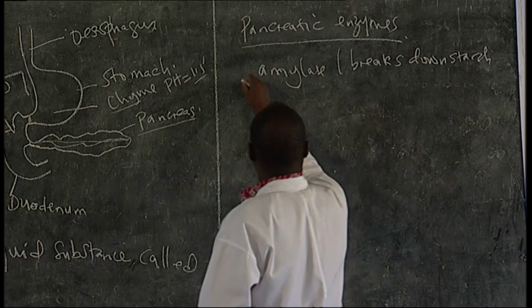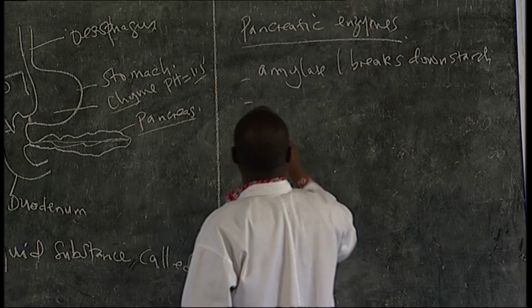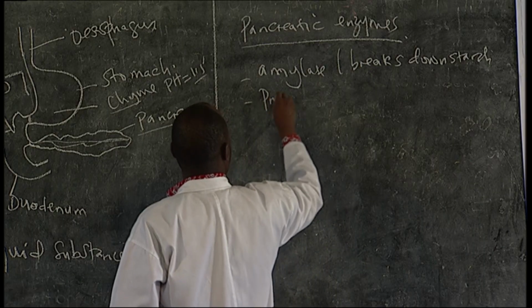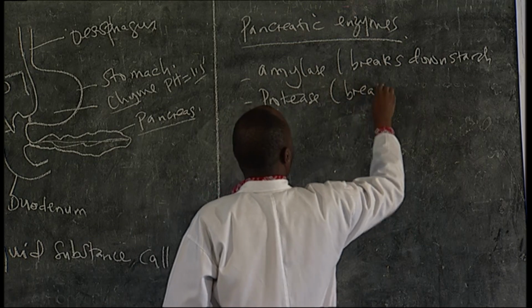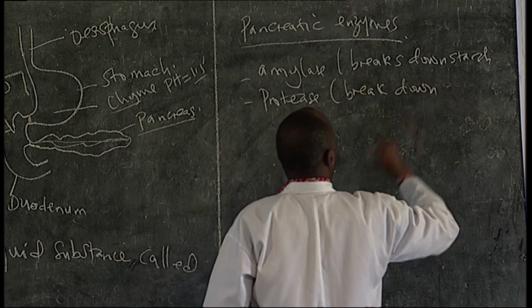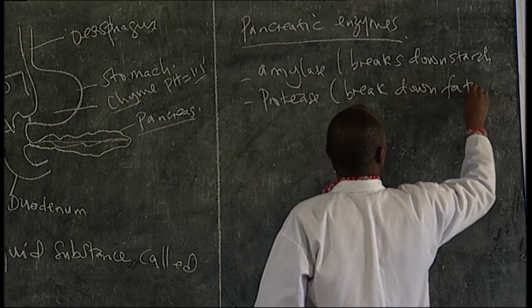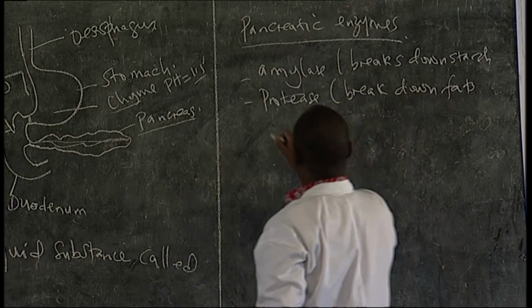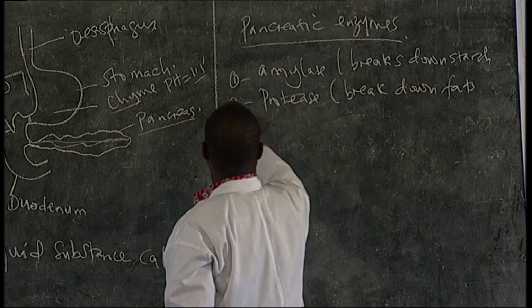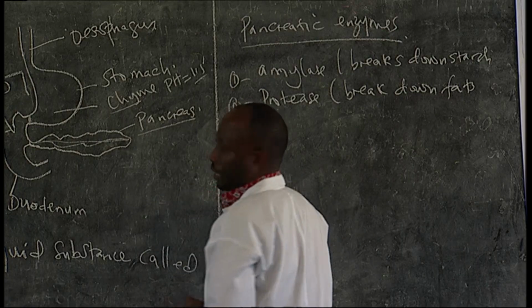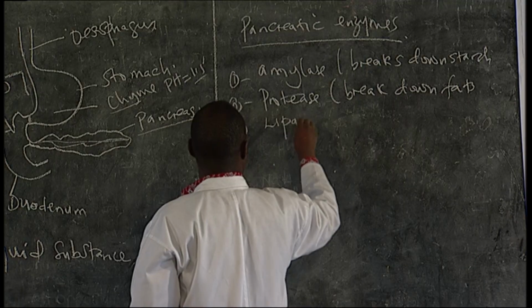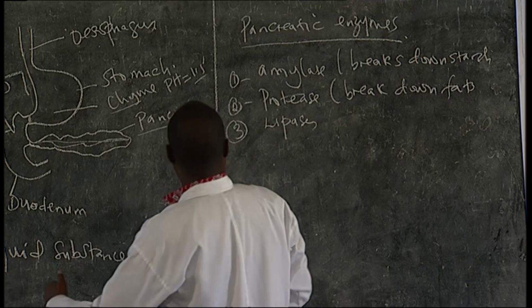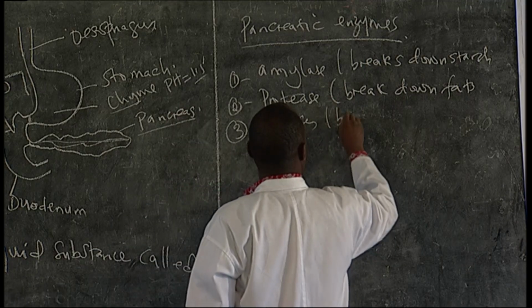We have another one, which is the protease enzyme, which breaks down proteins. So these are pancreatic enzymes. This is number 1, this is number 2. We have number 3, an enzyme called lipase, which is also going to be released into the duodenum.